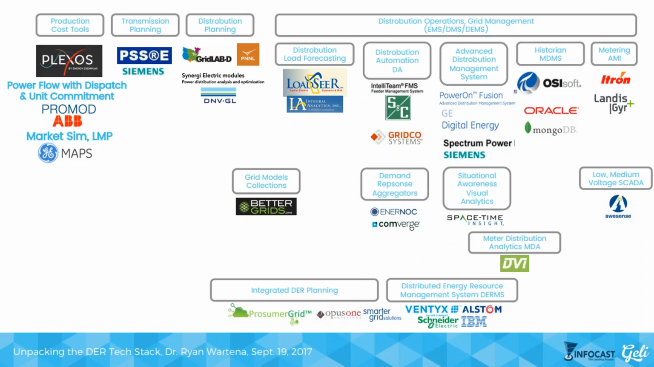Well, there are companies like Ofsense that have developed specifically low voltage SCADA systems. Sentient has medium voltage SCADA systems. And then we have companies like DVI. DVI leverages a high density of meter rollout, and they can do it statistically to start backing out what is the state of the low voltage and medium voltage system.